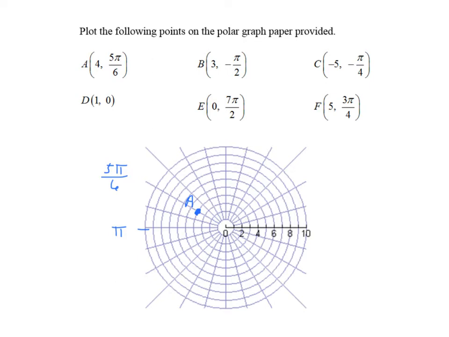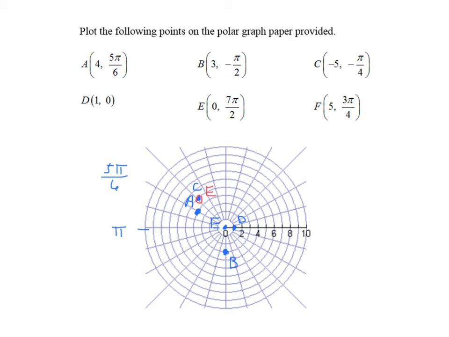Okay, check and see if you got the following for each of your points' locations. So here is where I plotted each of my points. We had point A already. B, of course, has the negative angle, negative pi over 2, so we rotate clockwise down to this position, the negative 90, and out 3 units.